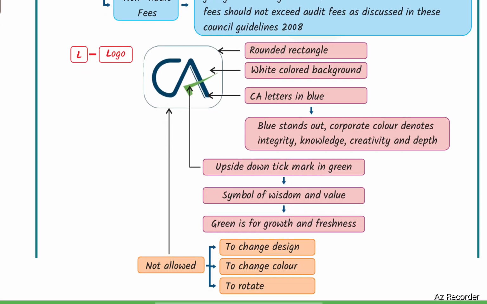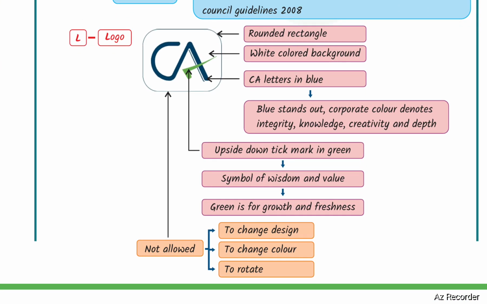Logo: rounded rectangle, white colored background, CA letters in blue. Blue stands out; corporate color denotes integrity, knowledge, creativity and depth. Upside down tick mark in green, symbol of wisdom and value. Green is for growth and freshness. Not allowed to change the design, to change the color, or to rotate.